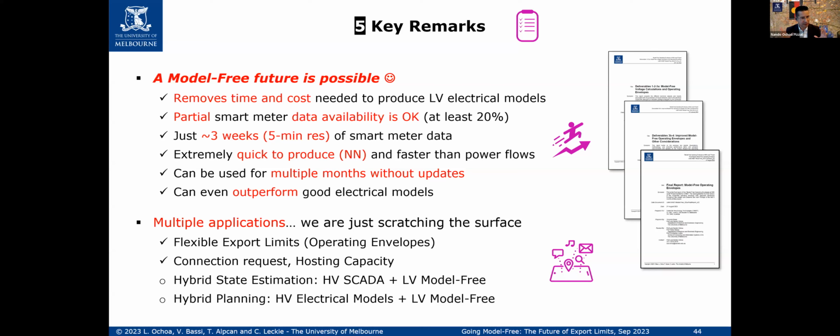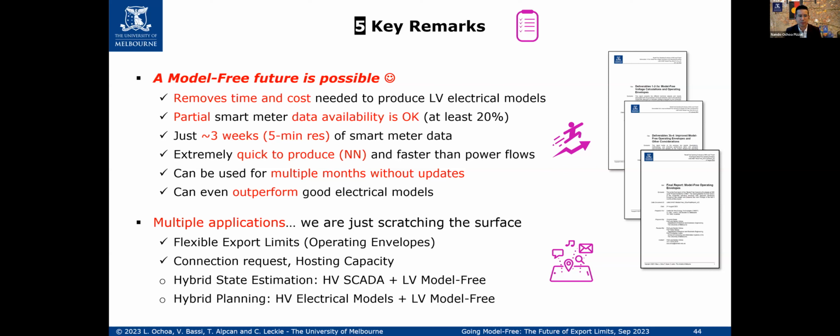Now, this technique, if implemented by distribution companies, has the potential to remove time and cost associated with the production of electrical models. It can work with partial smart meter data availability. And this is very important because, as much as we have so many smart meters here in Victoria, where all houses have smart meters, outside Victoria that's not the case. Around the world as well, smart meter deployment is continuing, and there are many places that don't have smart meter data availability like Victoria.